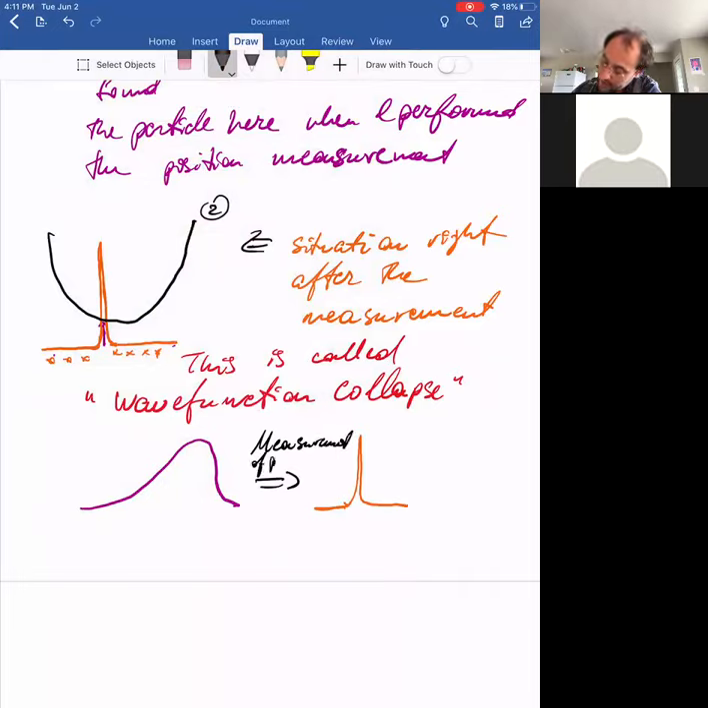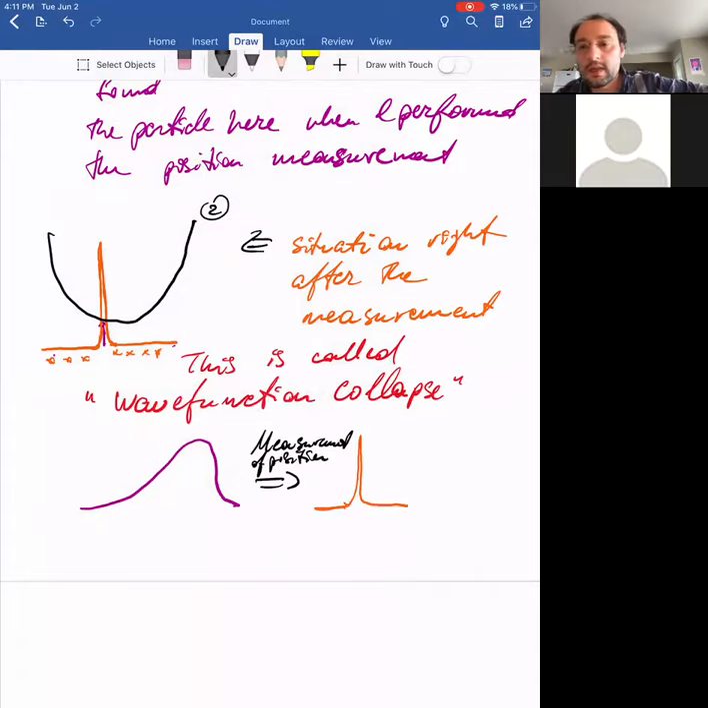In this case, it was a measurement of position. When I measured the position, the particle took a stance. It took on a particular position. Before the measurement of position, where was the particle? The particle's position before the measurement is undefined.